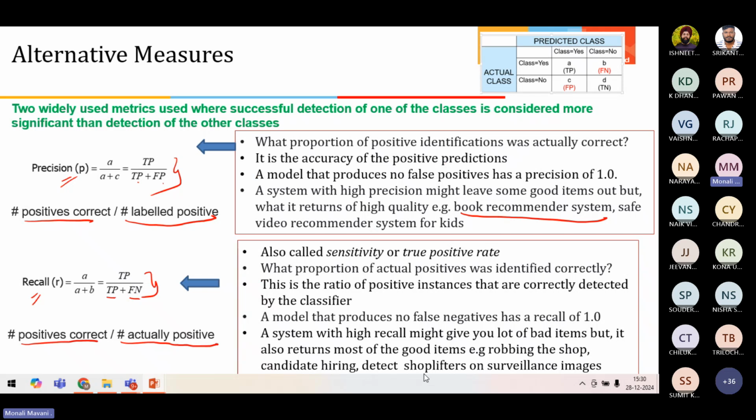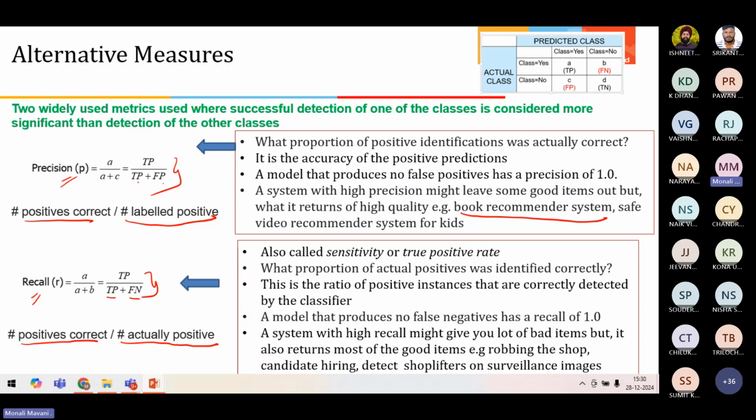Again, I gave this shoplifter example. What would a shoplifter want? To gather as much as possible, even if some not valuable artifacts come into the bag. In that case, he would be interested in recall. Or we can say candidate hiring.